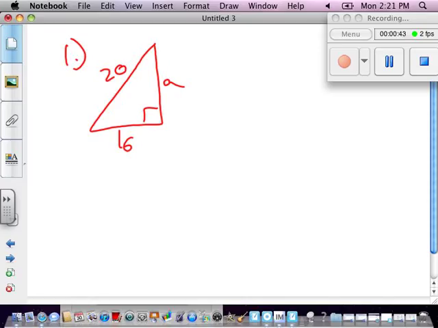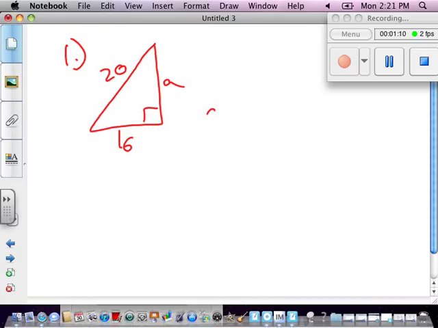Okay, so with your chapter 7 right triangle notes in front of you, what are we going to use? Pythagorean theorem. How do I know which one is BC? Yes, Tanya? It is across from the right angle.